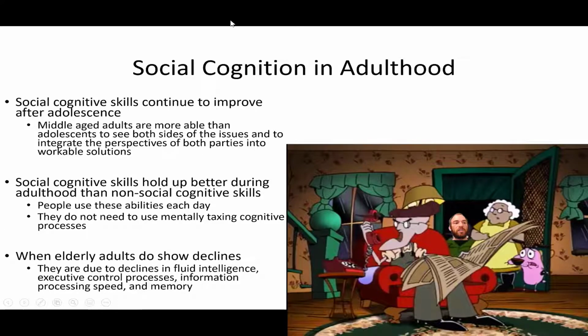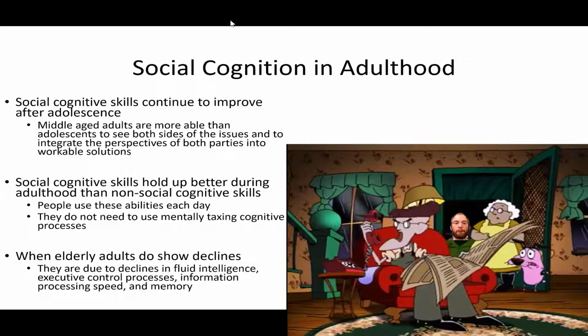Social cognition in adulthood. Social cognitive skills continue to improve after adolescence. Middle-aged adults are more able than adolescents to see both sides of the issues and to integrate the perspectives of both parties into workable solutions. Social cognitive skills hold up better during adulthood than non-social cognitive skills. People use these abilities each day. They do not need to use mentally taxing cognitive processes. When elderly adults do show declines, they are due to declines in fluid intelligence, executive control processes, information processing speed, and memory.